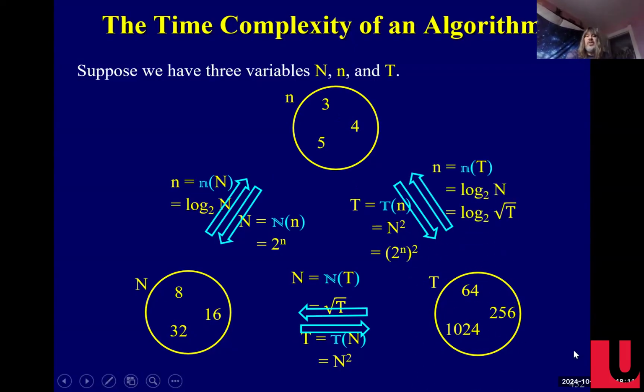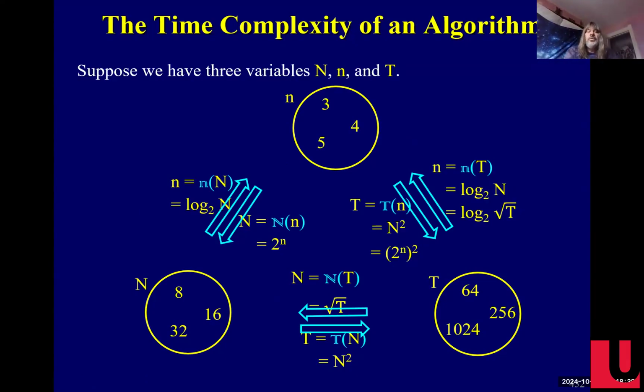And similarly, we can get the function that takes capital T this way, right? So how do we get little n? We take the log of capital N. How do we get capital N? We take the square root of T. And so those are all the functions going in various directions.